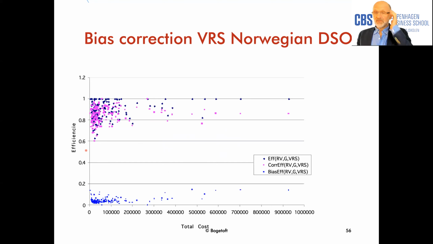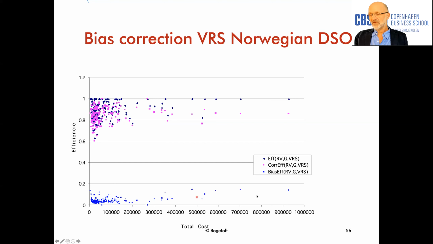So one of our first applications in a regulatory context where we tried to use some of this was actually in a Norwegian context, where you can see that we had a model with some efficiency scores. And the efficiency scores were those, the dark blue here. And then we did a bootstrapping procedure and figured out what the biases were. The biases were these here.